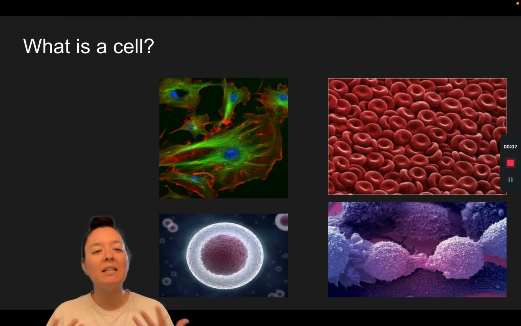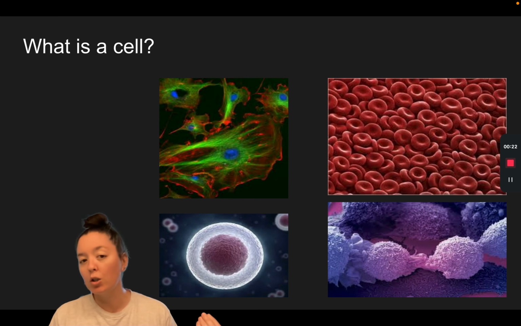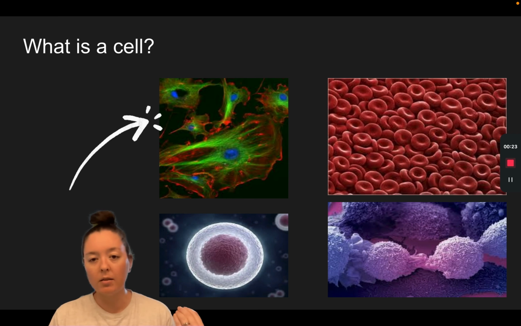So first of all, what is a cell? We know that they're the basic unit of life, but there's so many different kinds. So here we can see a few different types of cells. We see our pretty familiar red blood cells. We have some longer nerve cells. One of these looks a little bit like an egg cell. And so there's lots and lots of different types of cells, but what is a cell to begin with?